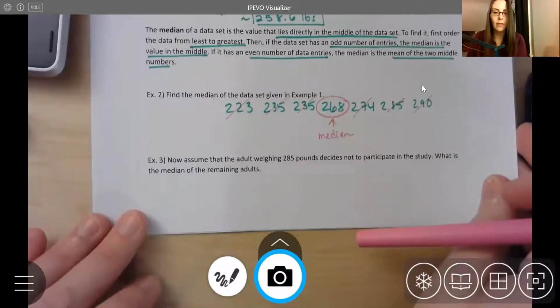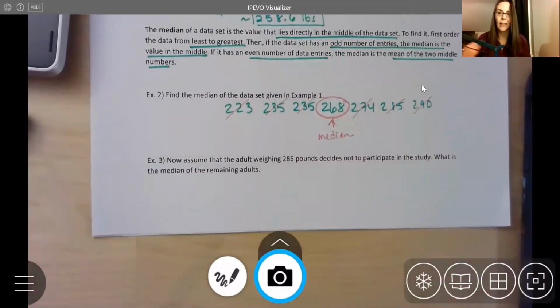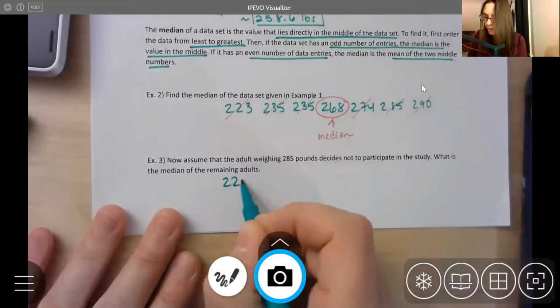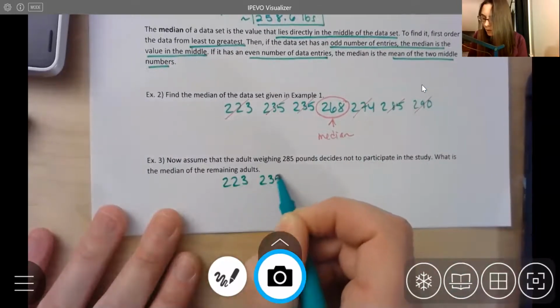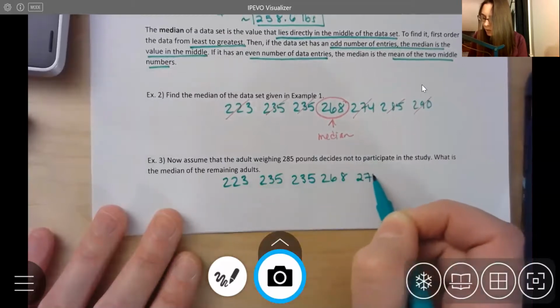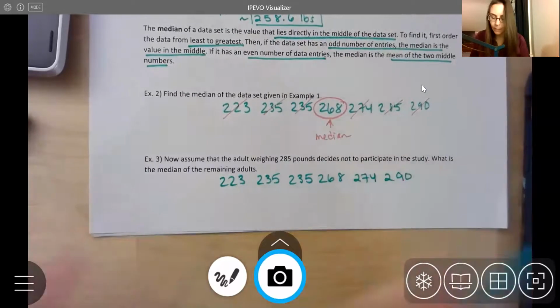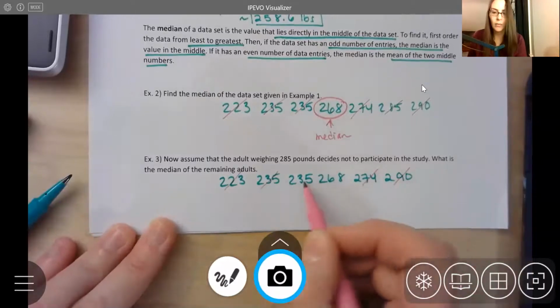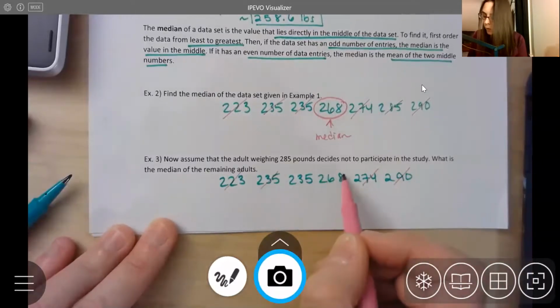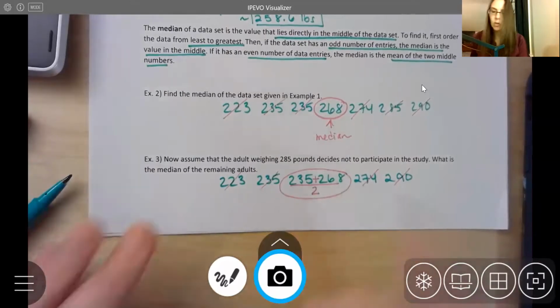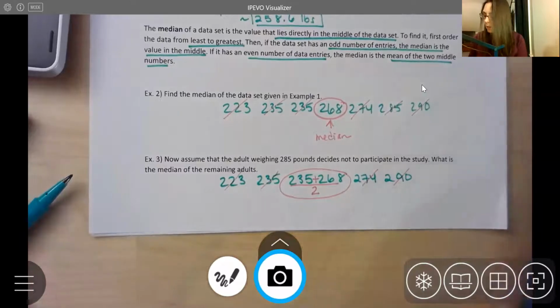Now, let's assume that the adult that was weighing 285 pounds decided that they don't want to actually participate. What would be the median now? So this 285 is going to go away. So I have 223, 235, 235, 268, 274, and 290. And when I start counting in towards the middle, I see that I actually don't have a perfect middle, right? If I count in again, I have nothing. So what you do is you take the mean of the 2 numbers in the middle, and that's going to be your median.